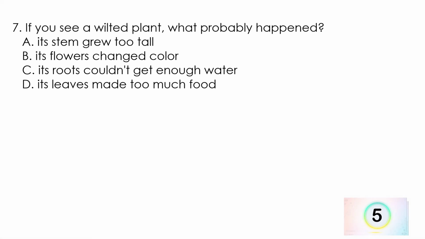7. If you see a wilted plant, what probably happened? A. Its stem grew too tall. B. Its flower changed color. C. Its root couldn't get enough water. D. Its leaves made too much food. Answer is letter C. Its roots couldn't get enough water.